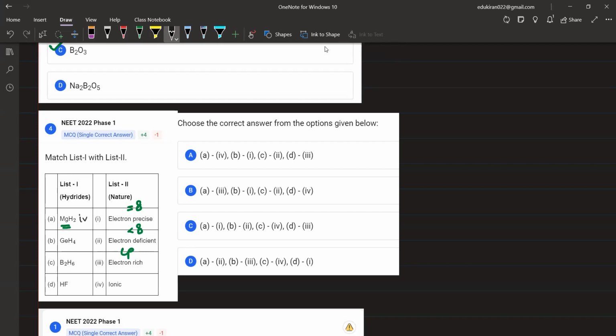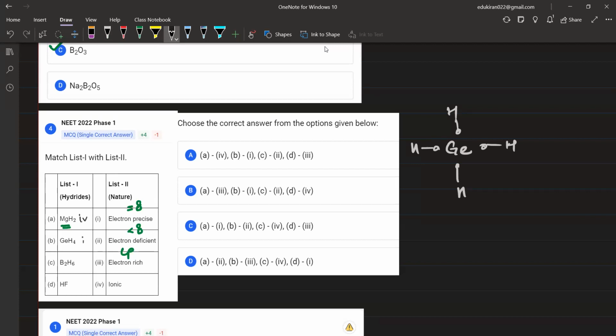Next, germanium hydride. Germanium is from the carbon family, and it has 4 electrons, and it has 4 hydrogens. That means it is having 8 electrons. What does 8 electrons mean? This is completely electron precise. So germanium is going to be 1, B1, right?